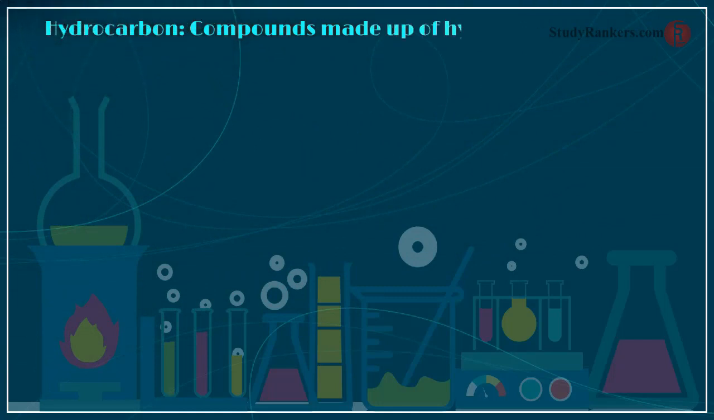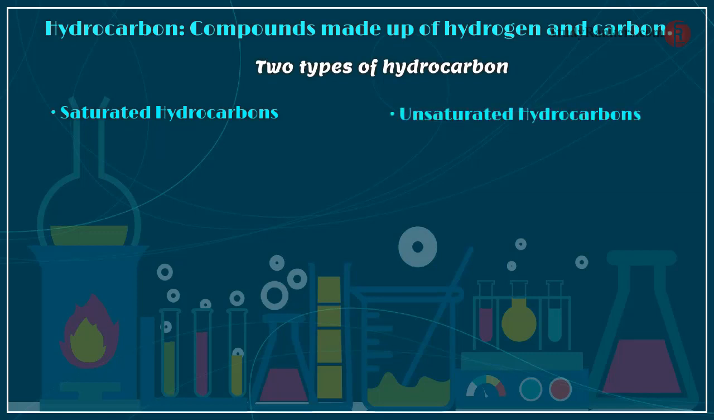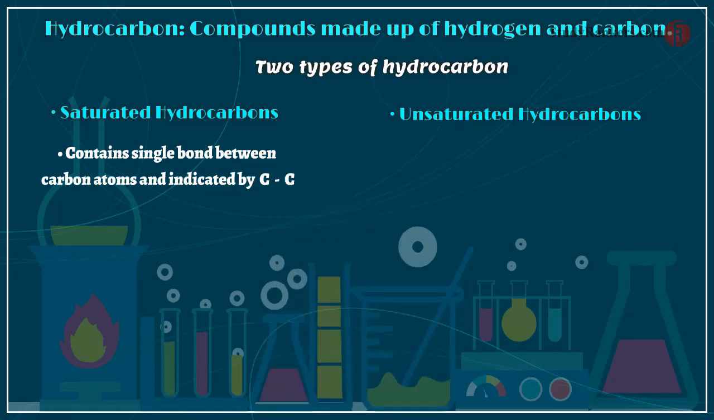Next topic is hydrocarbons. Compounds made up of hydrogen and carbon are considered hydrocarbons. Most of the clean fuels we use, CNG, LPG, are hydrocarbons. There are 2 types of hydrocarbons. First, saturated hydrocarbons, and second, unsaturated hydrocarbons. First, we will learn about saturated hydrocarbons. They contain only single bonds between carbon atoms. There is no existence of double or triple bonds.